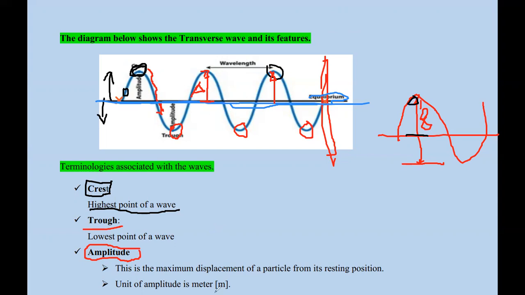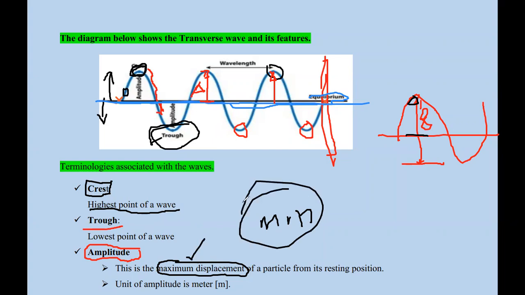Now, if this is the maximum displacement, there also must be a minimum. The minimum displacement of a wave is this one, which is here. So the minimum displacement of a wave is what we call the trough. Maximum amplitude, minimum trough. Not trash, trough. So this trough here is the opposite of the amplitude. Amplitude, maximum; trough, minimum.